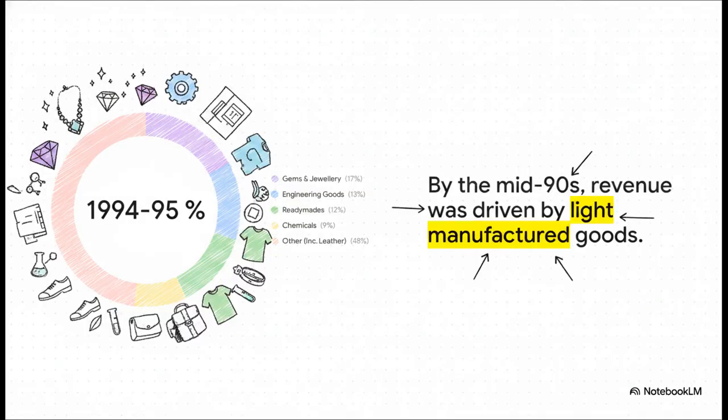Remember those traditional exports of tea and jute we talked about? Well, by the mid-90s, they were old news. Revenue was now driven entirely by non-traditional, light manufactured goods. Gems and jewelry led the pack at 17.1%, followed pretty closely by engineering goods, ready-made garments, chemicals, and leather products. Together, these light manufacturers essentially became the new engine of India's export economy.